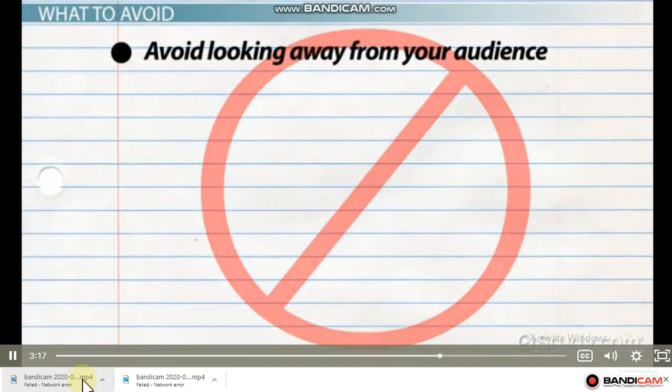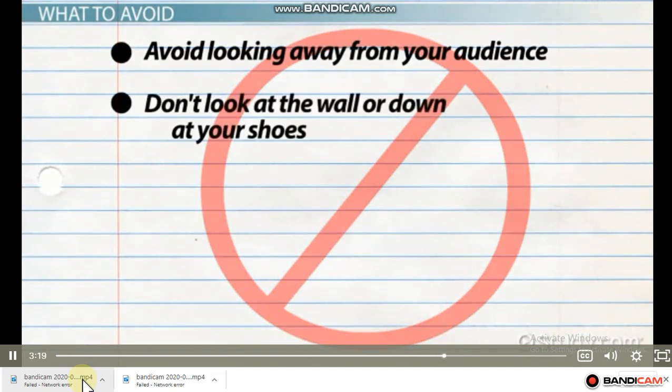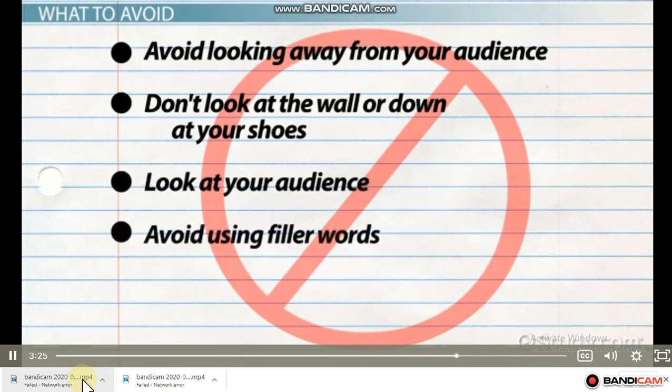Avoid looking away from your audience. Don't look at the wall or down at your shoes. Look at your audience and talk to each individual person there. Also avoid using filler words such as like, so, and the like.